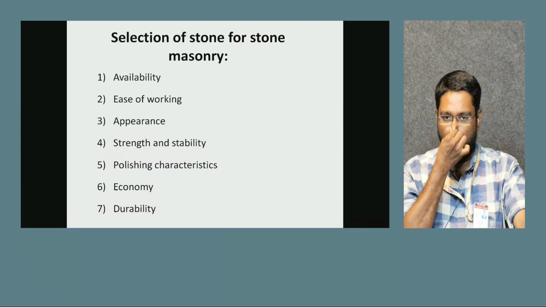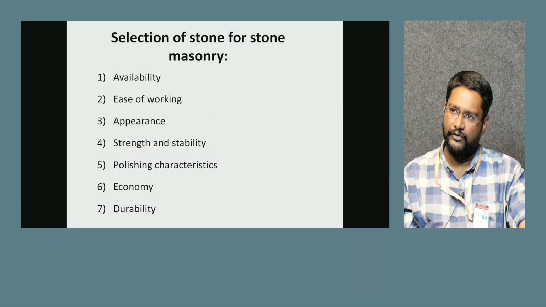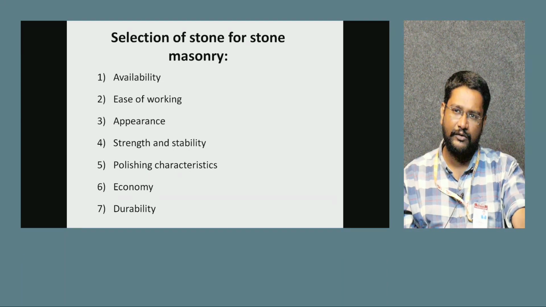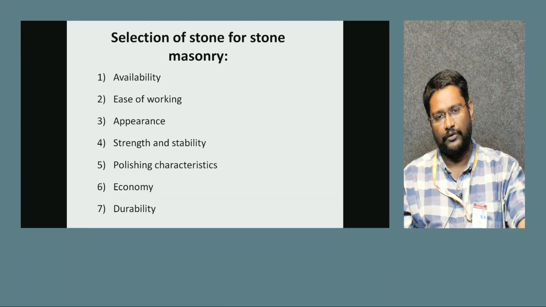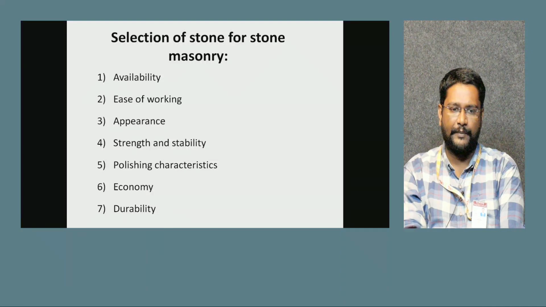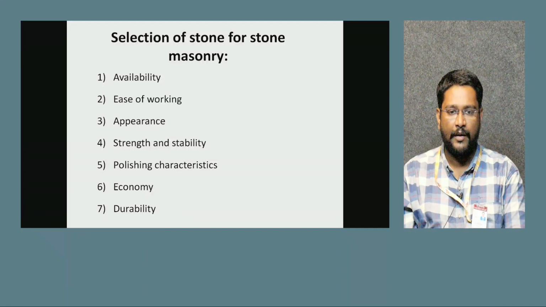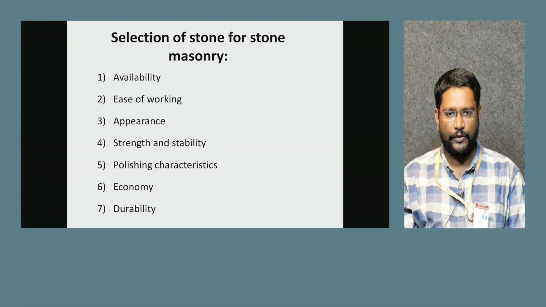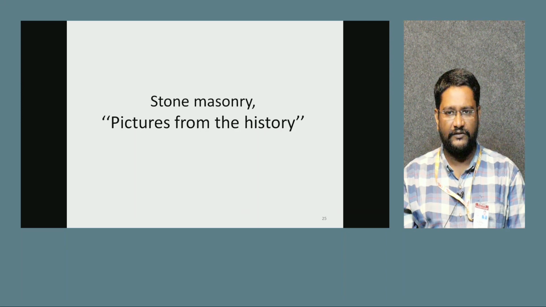Next, the selection of stone for masonry. You have to choose from these factors only. What is the availability of stone? You don't need to go with the required one; whatever is available, you can utilize what is available. Ease of working also, appearance will be there, strength and stability, polishing characteristics, and economy and durability. So that is the stone masonry we have seen, right?